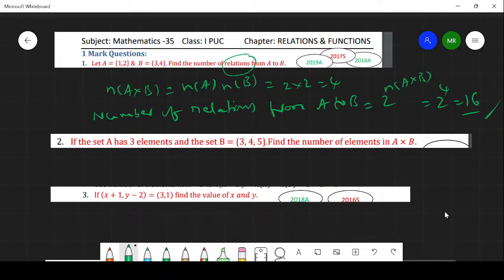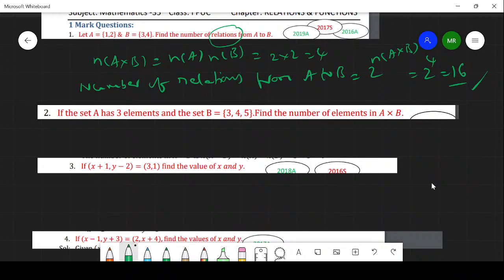If a set A has 3 elements and B is {3, 4, 5}, find the number of elements in A cross B. Simply, as you saw in the previous problem, same concept. A has 3 elements, so n(A) is equal to 3. Correct? B has 3, 4, 5, so n(B) is equal to 3. They are asking the number of elements of A cross B. n(A cross B) equals n(A) into n(B). Then 3 into 3 gives 9.